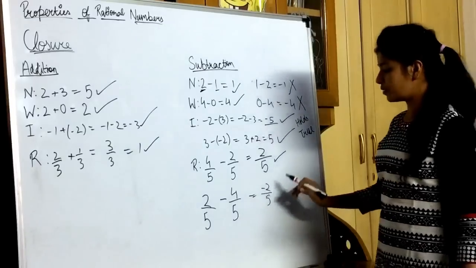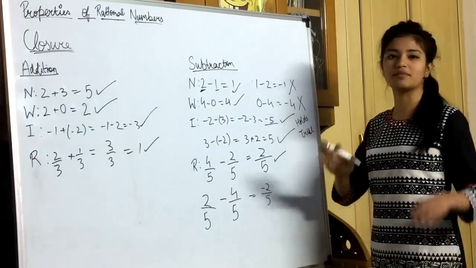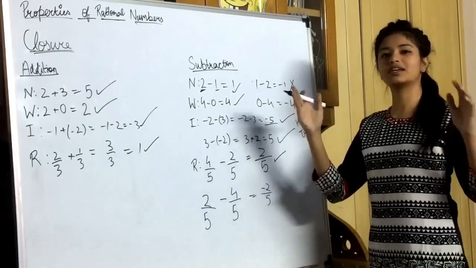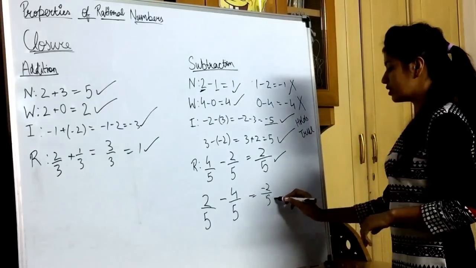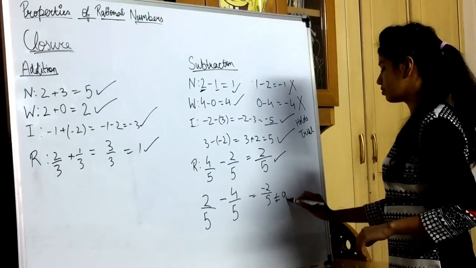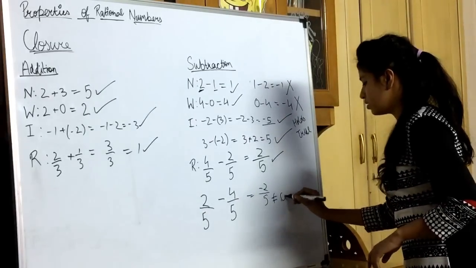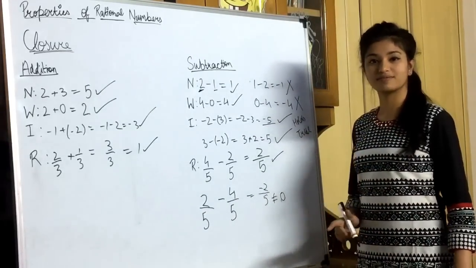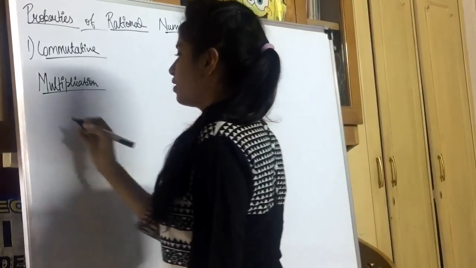But we have learned that P can be any integer. It can be minus 2, it can be plus 2, it can be 10,000, 100, 10, whatsoever number it wants to be. The only condition is that Q should not be equal to 0. Is this condition satisfied? Yeah. Now we move on to multiplication.